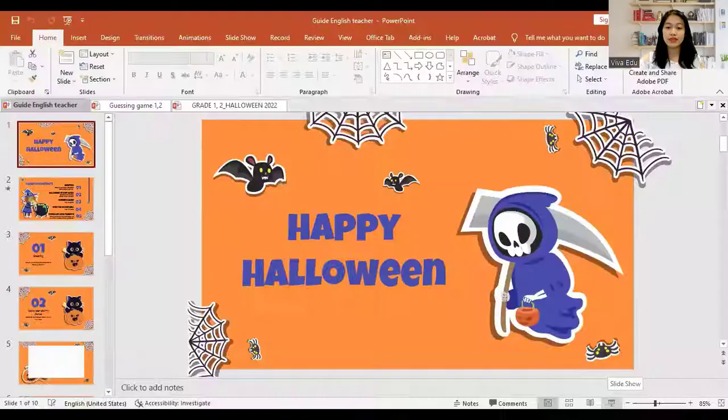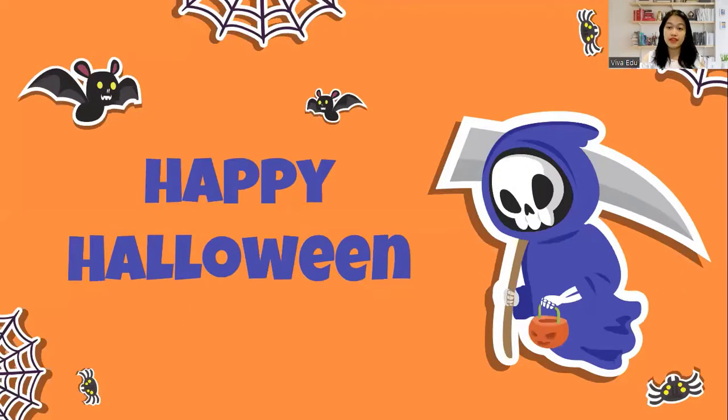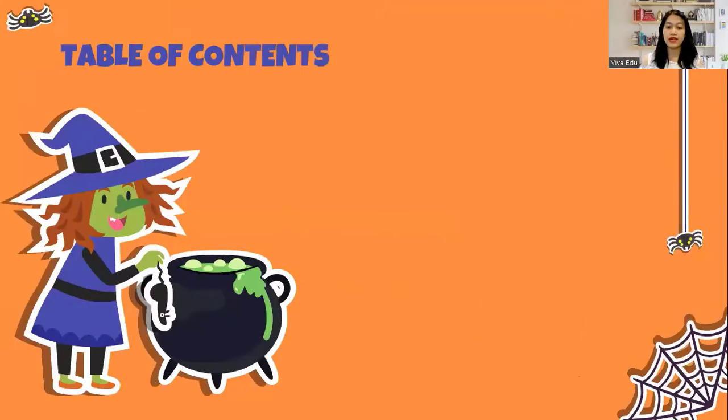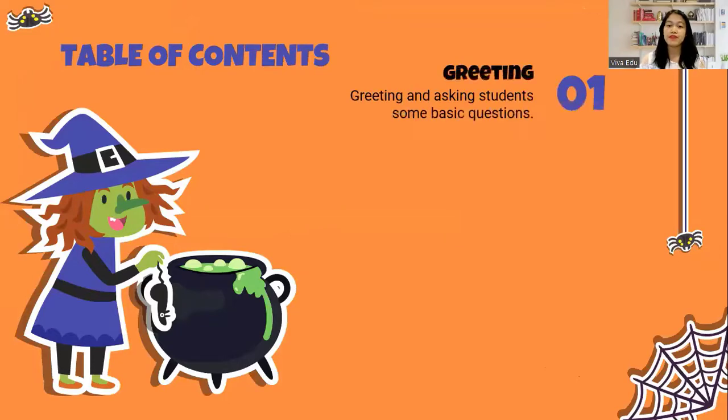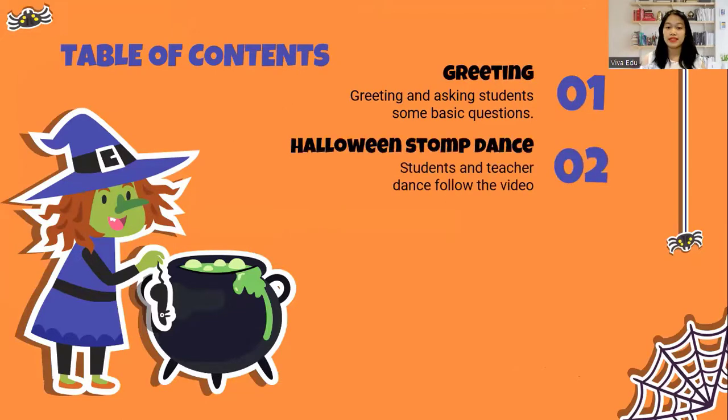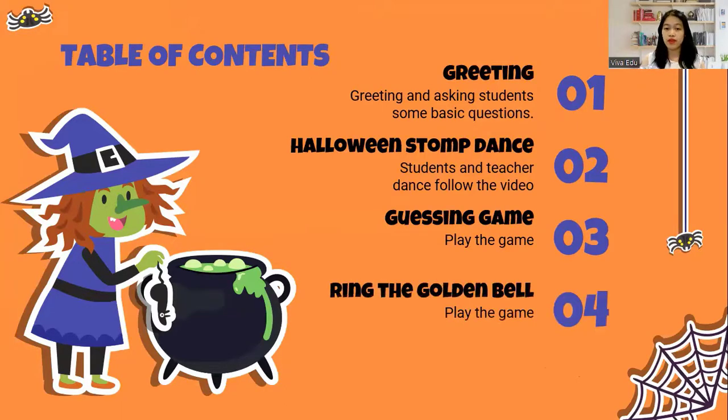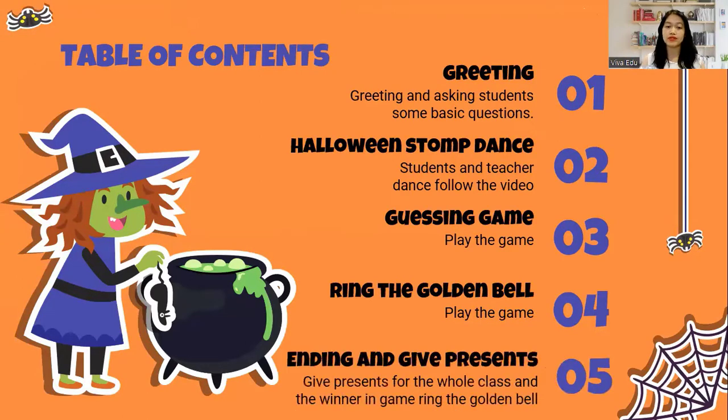First, I think you need to know the order of the lesson of the event that you need to organize at the class. The first one, as usual, you will greet the class. The second one, you will dance the Halloween song with the whole class. The third one, you will let the students play the guessing game. The fourth, you will let them play the ring the golden bell game. And the last one, you end and give presents to the whole class.